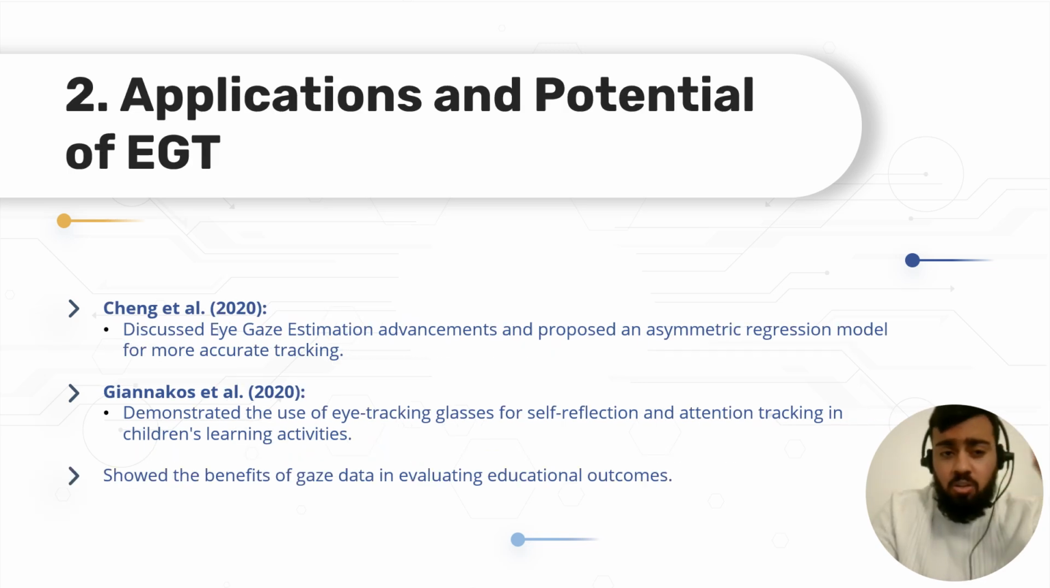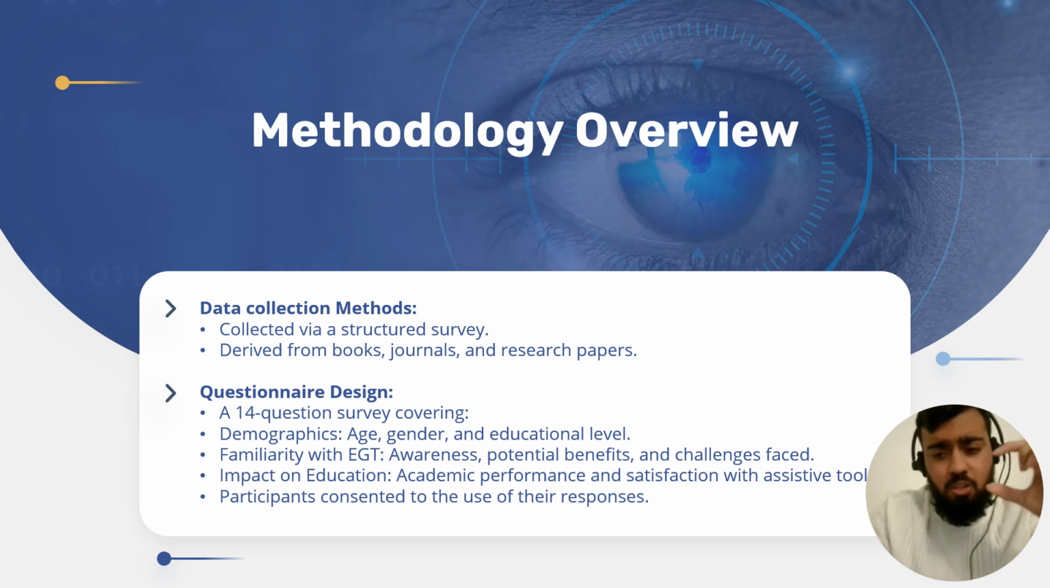Not only this, Shang also discussed eye gaze estimation advancements and proposed regression models for accurate tracking. And in 2020, they also made classes for self-reflection and attention tracking in children's learning activities. So this is very big research, and they are already trying to do this research to help disabled students.